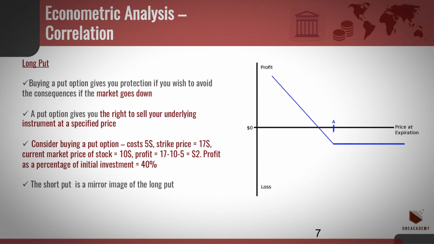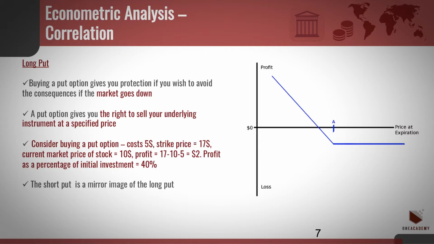Long put. Buying a put option gives you protection if you wish to avoid the consequences of the market going down. A put option gives you the right to sell your underlying instrument at a specified price. If this price is higher than the market price, plus the cost of the option, you profit. If not, your loss is only limited to the money you paid for the option premium.